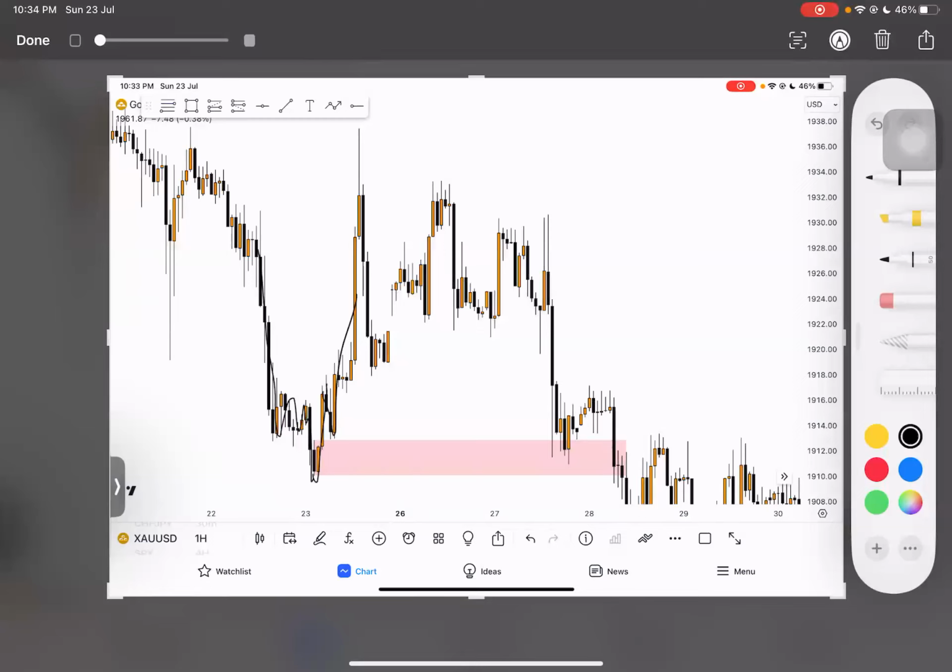So after you react to this zone, it forms the bullish engulfing. After the bullish engulfing, you can enter. Or you can wait and retest the zone, that's also fine. Make sure you have the confirmation already. Once you have the confirmation, you can try to enter. Entry here.